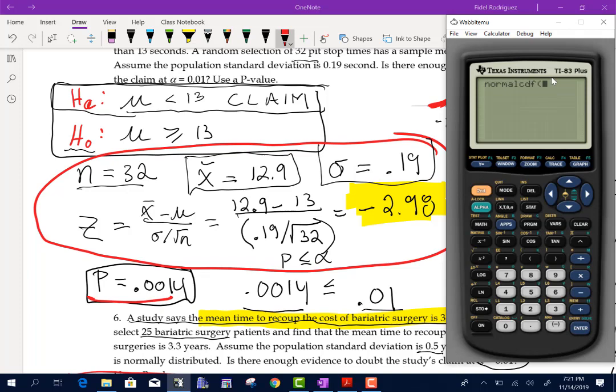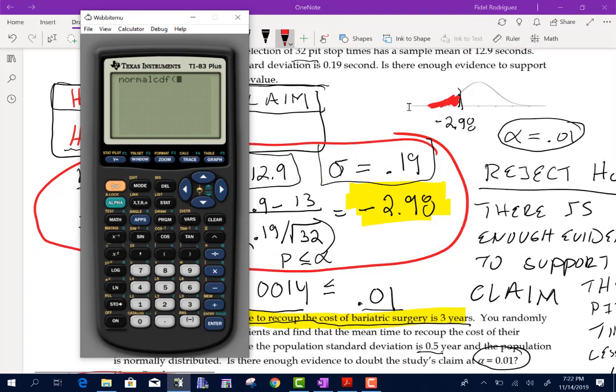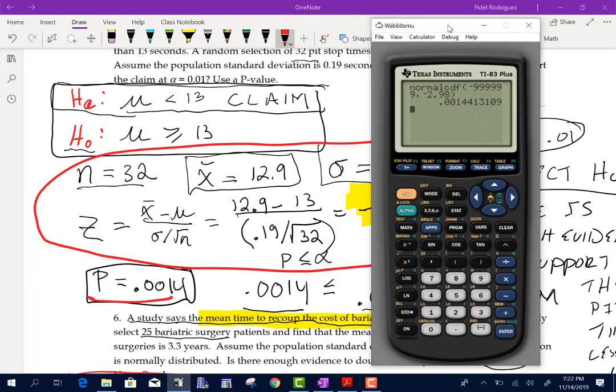And guys, because this is a left tail test, where am I all the way over here? Negative with all the nines. And then we stopped at what number? Negative 2.98, excellent. And look at the p-value we got. The p-value we came up with is 0.0014, and that's what we wrote right here.